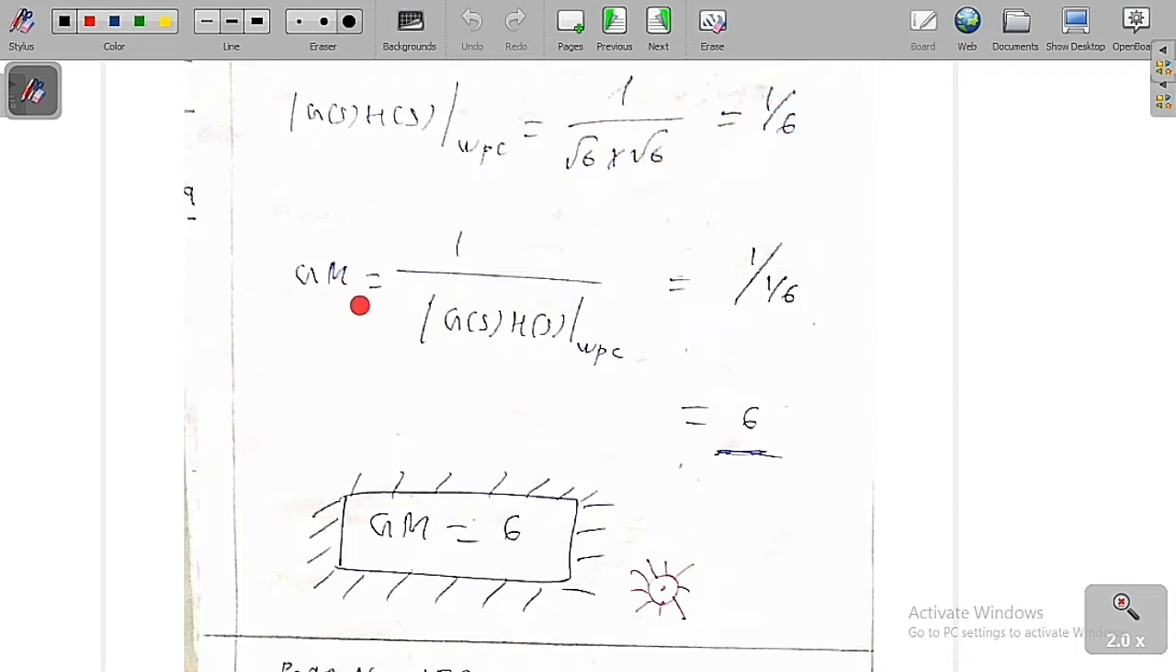Then what is the gain margin? Gain margin is equal to 1 by mod of G(s)H(s) at omega PC. So you have to keep this here. So 1 by (1 by 6) is equal to 6. Therefore the gain margin is equal to 6.